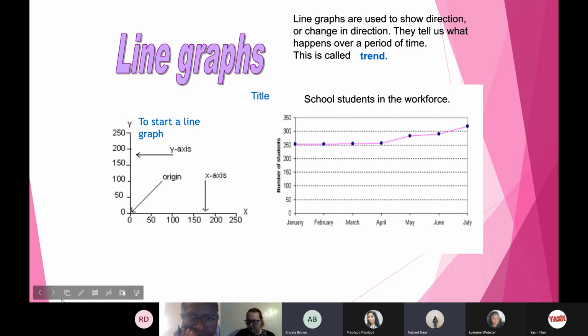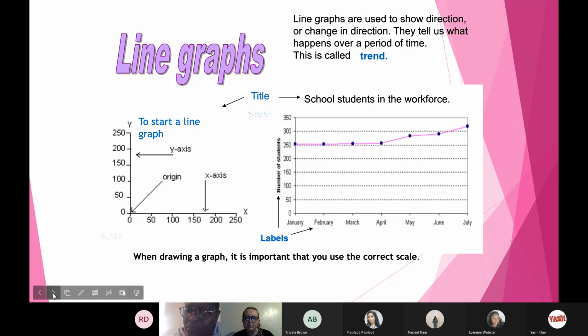You have your title. You do your labels. And you always use a correct scale. Always use a correct scale. So this is a lot different from your bar charts. So, doing a line graph, you have to be very, very accurate.